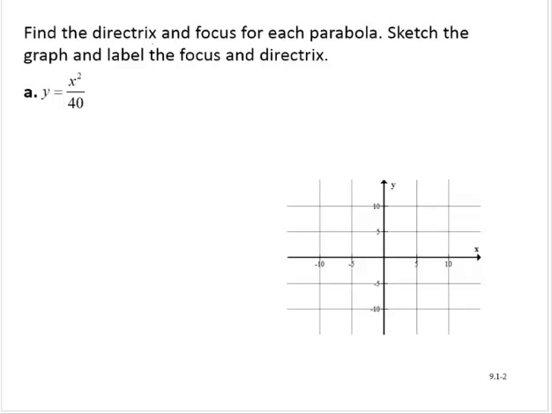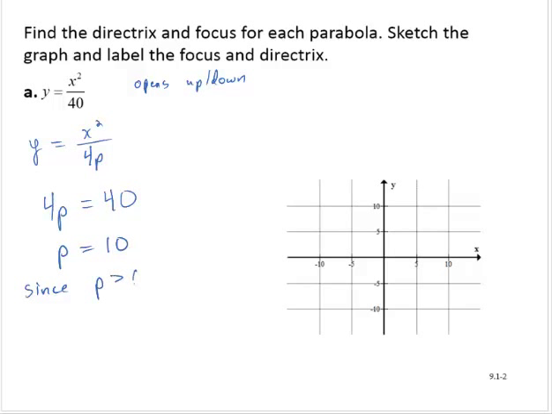And so when we have an equation that looks like this, where we have y equals x squared and other stuff going on, we know that this opens up or down. Now, we focus on this 40. If we have the general form y equals x squared over 4p, then in this case 4p equals 40, which, dividing by 4, implies that p equals 10. Since p is greater than 0, the parabola opens up.